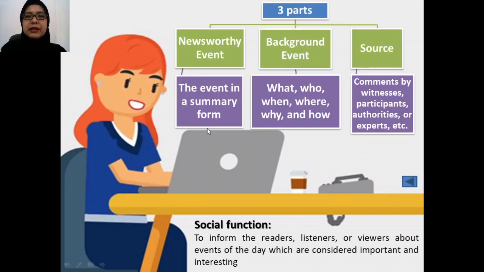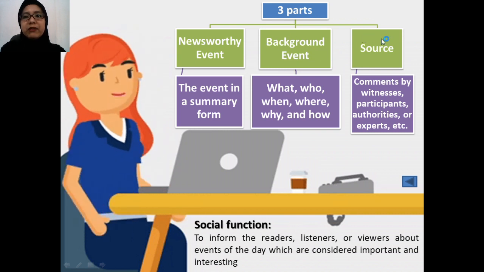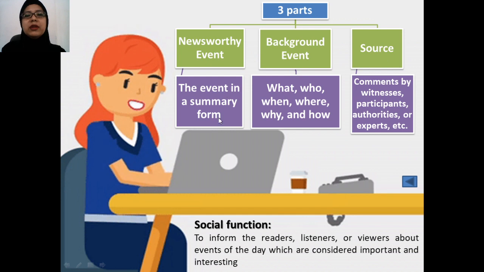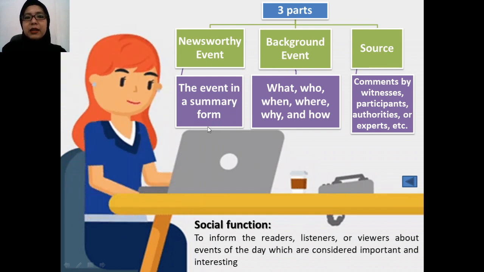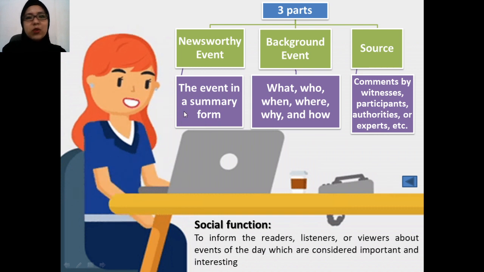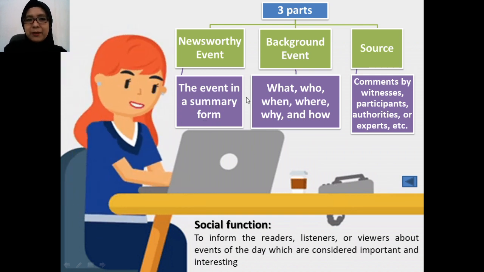Oke, sementara the generic structure. This text has 3 parts, ada 3 bagian. Yang pertama adalah newsworthy event, kemudian ada background event, ada source-nya. Newsworthy event itu apa sih? Yaitu the event in a summary form, yaitu kejadian dalam bentuk ringkasan. Ya, kemungkinan 1 atau 2 kalimat di awal, itu sudah pasti.